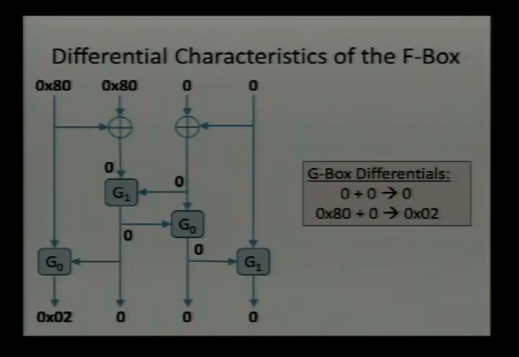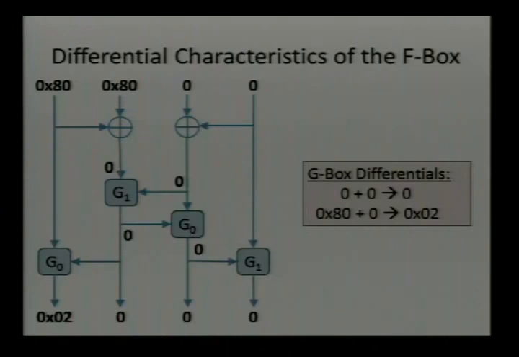All right, the first differential you can have through this, the characteristic, is if you feed it an input differential of 0, you're going to get an output differential of 0 because nothing changed. However, we can use those G-box differentials we found, the 80 to the 2, and we can build another differential through the F box.